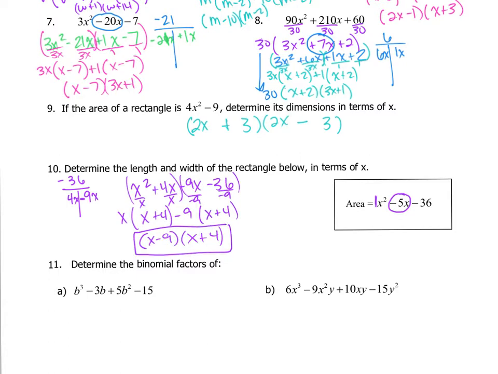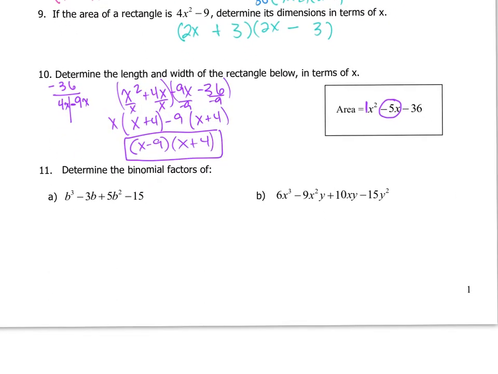On 11 and 12, we just need to determine those binomial factors, and those are just 4-term polynomials. So if there are no GCFs, I'm kind of looking at both of them right now, which I don't see any. If there are 4 terms, you can just start factoring. That was one of the first things, or the first way we learned how to factor. So you would group the first 2 and the second 2 and look for a GCF in both of those.